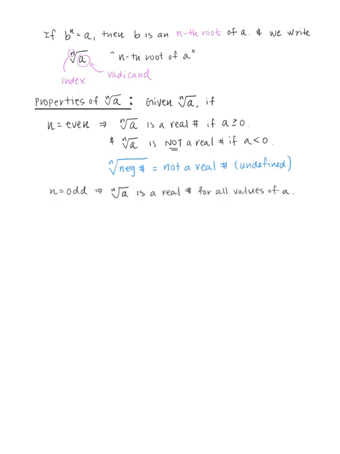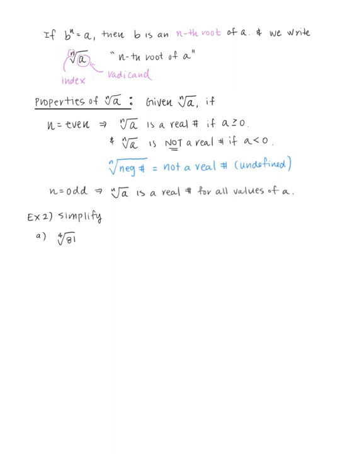Now, when n is odd, such as cube root, fifth root, seventh root, no matter what number you plug in, it's always going to come out to be a real number. Meaning that your radicand can be positive, negative, or zero.